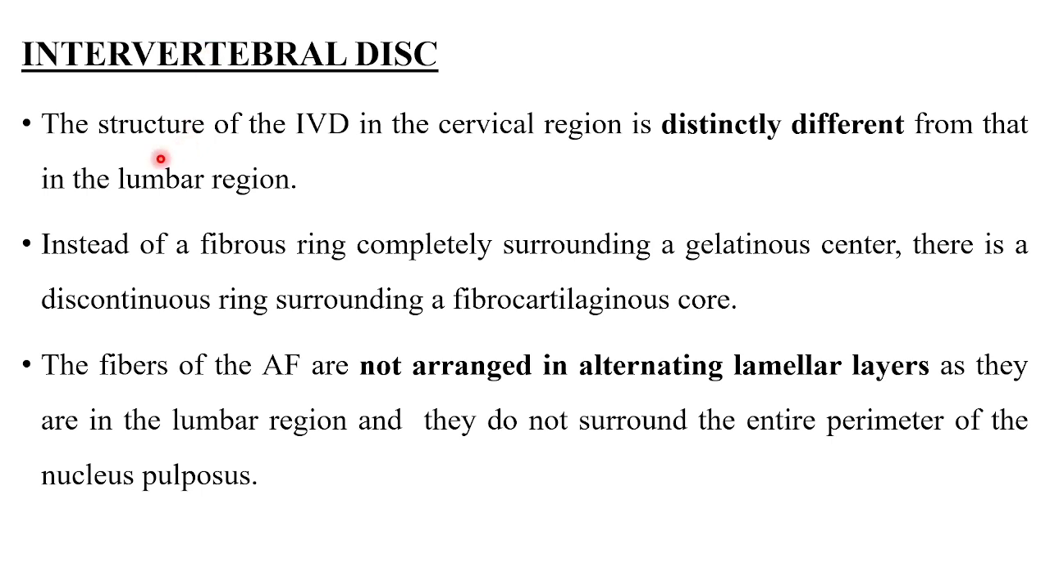Coming to the intervertebral disc, the structure of the intervertebral disc in the cervical region is distinctly different from that of the lumbar region as well as the thoracic region. Instead of a fibrous string completely surrounding a gelatinous center, there is a discontinuous string surrounding a fibrocartilaginous core. The fibers of the annulus fibrosus are not arranged in alternating lamellar layers as they are in the lumbar region, and they do not surround the entire perimeter of the nucleus pulposus.